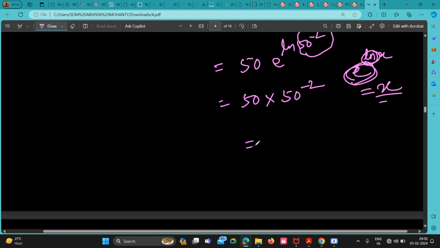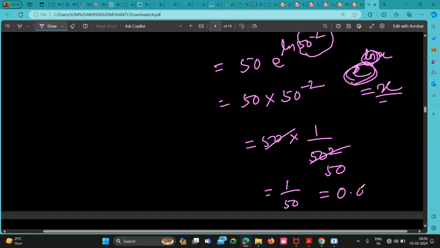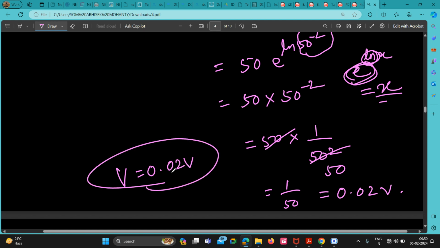50 to the power minus 2 means what? 50 into 1 by 50 to the power 2. The answer is 1 by 50, that is 0.02 volt. This is the final answer. I hope you know these properties, and you just have to use them. Just go through this question again and let me know if you understood or not.